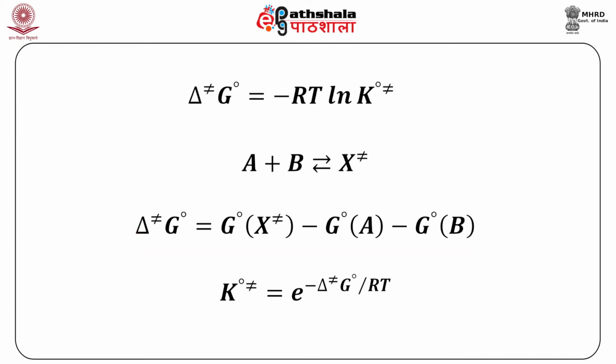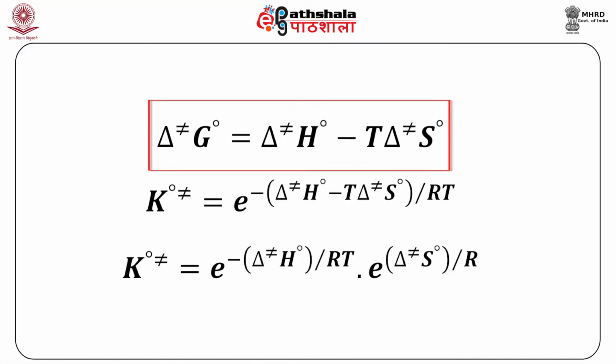Now, rearranging the thermodynamic relation that we have for delta G and K, we get the value for equilibrium constant K as e to the power minus delta G by RT. Now, as we know from classical thermodynamics that delta G equals delta H minus T delta S, where delta H is the enthalpy change and delta S refers to the entropy change under standard conditions.